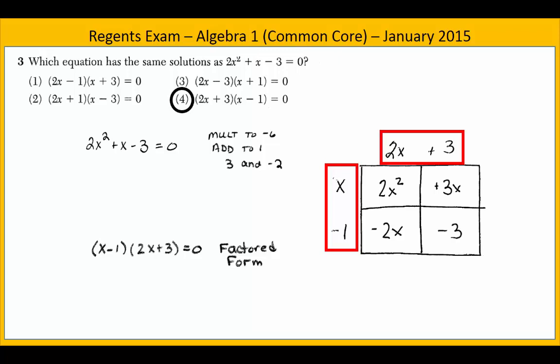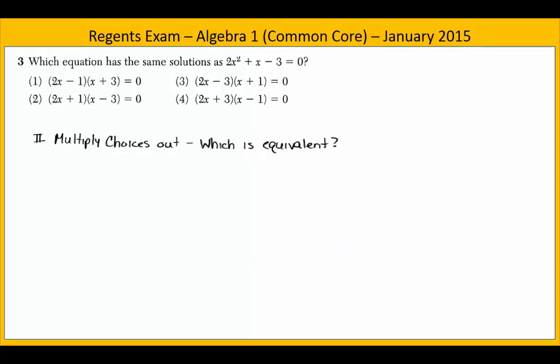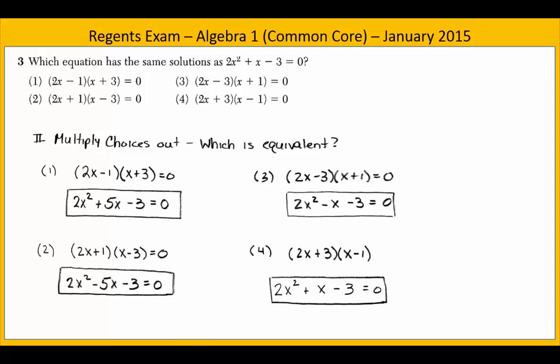3 equals 0. Another option would be to take each of the choices and multiply them out. Determine which one is the same as 2x squared plus x minus 3 equals 0. This is a bit more time-consuming, but it will also lead to the correct solution. When we multiply out the choices and look carefully, we notice that choice 4 gives us 2x squared plus x minus 3. That means that these are equivalent equations, and equivalent equations have the same solutions. So again, the answer is choice 4.